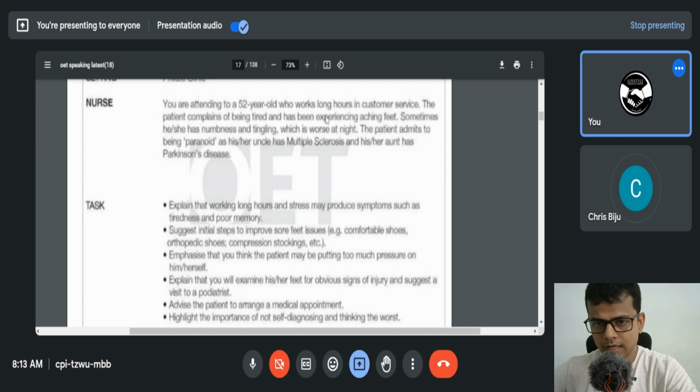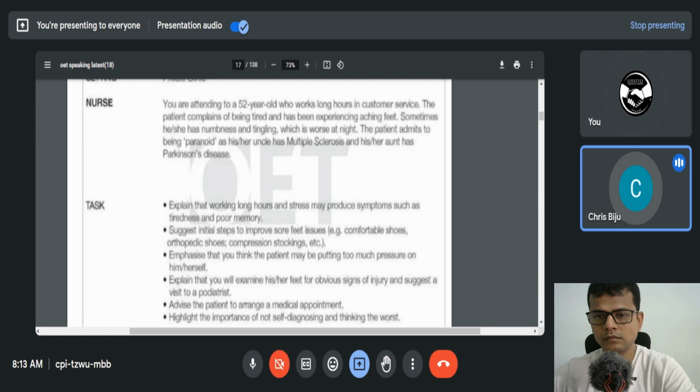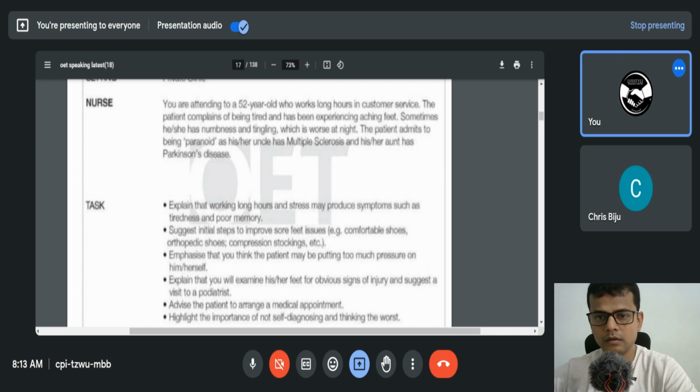You can use that also for information gathering. This patient has a family history of schizophrenia. You can ask that also. Do you have any family history of such kind of disease? Any family history of multiple sclerosis or Parkinson's disease? Yeah, actually, my uncle and my aunt also had the same problem.